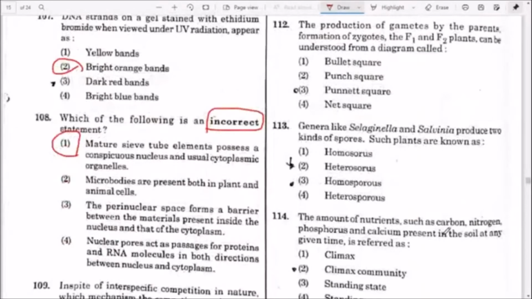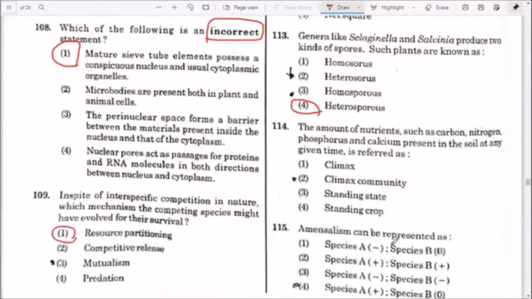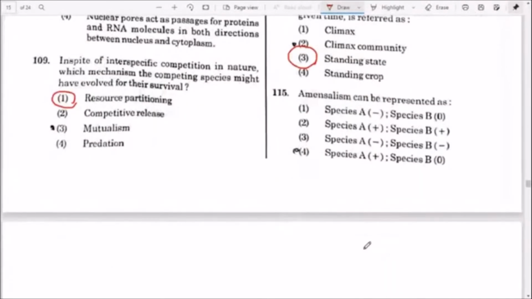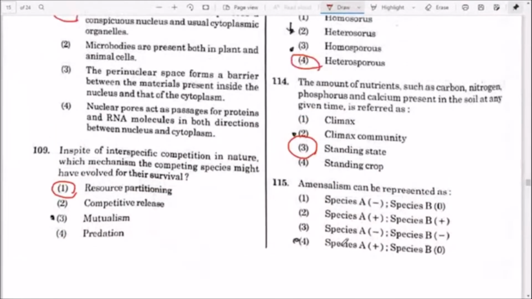Next question number 112. The production of gametes by the parents, formation of zygotes, the F1 and F2 plants can be understood from a diagram called Punnett square. Next question number 113. Genera like Selaginella and Salvinia produce two kinds of spores. Such plants are known as heterosporous. The amount of nutrients such as carbon, nitrogen, phosphorus and calcium present in the soil at any given time is referred to as standing state. Yes. Next question, 114, option number 3 is the correct option.